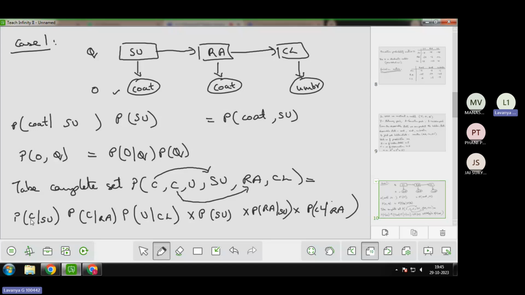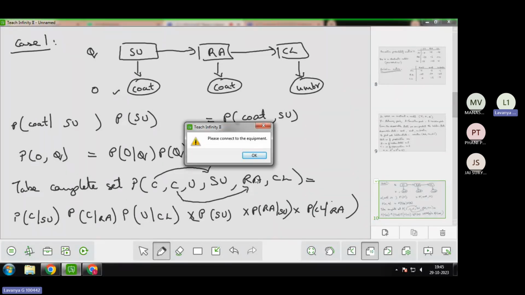The first assumption is coat with a sunny day. So you will take the initial probability of it being sunny into the second instance of rainy and coat. So before the rainy day, it was a sunny day. Hence, you multiply it with probability of RA restricted to SU. The third observation is taking an umbrella on a cloudy day. So before the cloudy day is the rainy day. So you multiply it with probability of cloudy day restricted to rainy day. So this is how to get it.